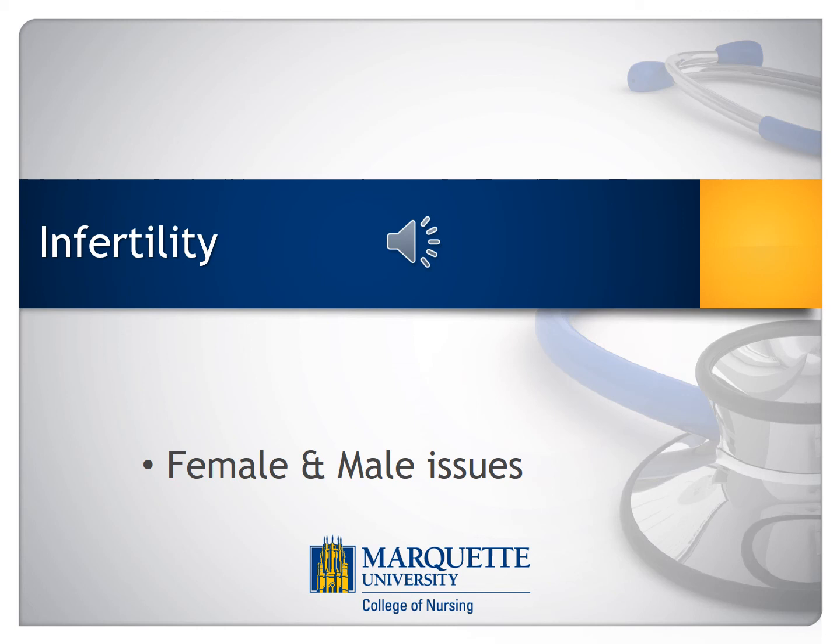Infertility. Infertility is the inability to conceive and maintain a pregnancy after a year of unprotected sexual intercourse. There are two types of infertility. Primary infertility, where for a woman where she has never been pregnant, so never been able to conceive, and secondary infertility, where she has had a pregnancy and now finding it difficult to conceive.